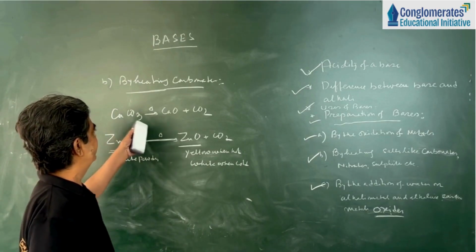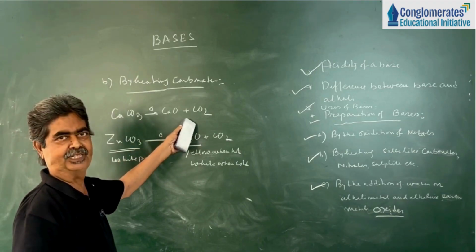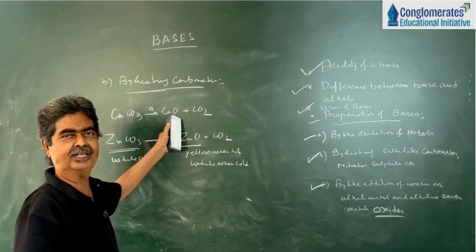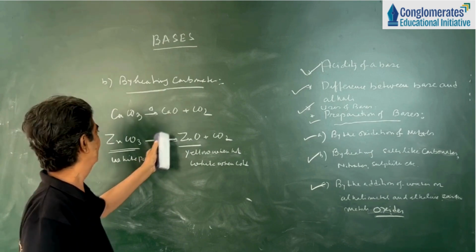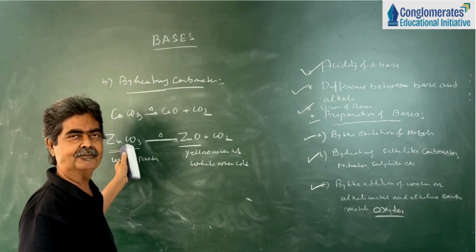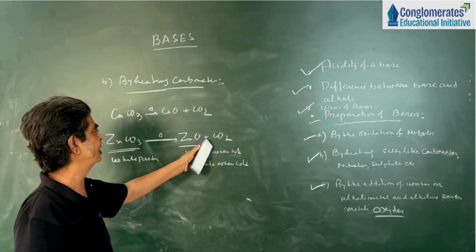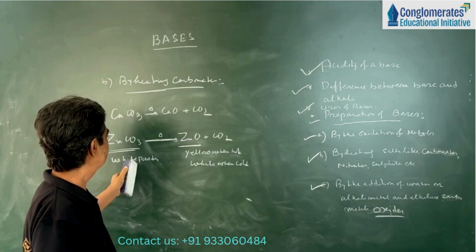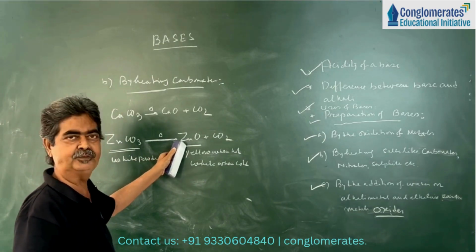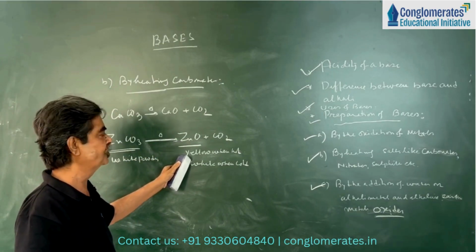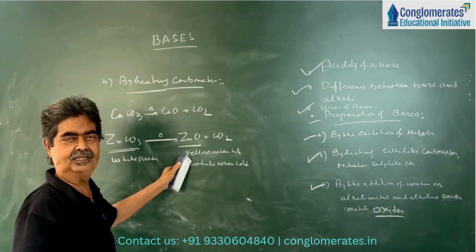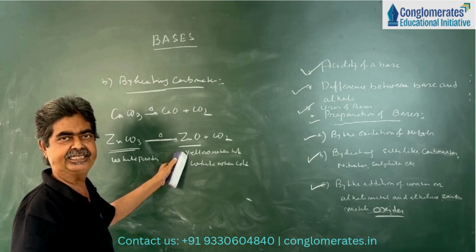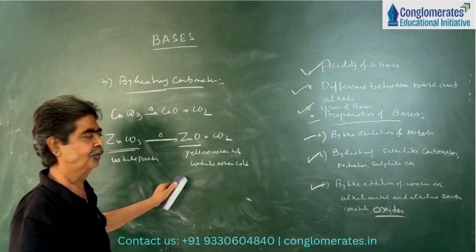Now calcium carbonate heated gives calcium oxide and carbon dioxide. Calcium carbonate is a white powder, calcium oxide also a white powder. No change in color, but only the oxide, a base, is formed. Zinc carbonate is a white powder. On heating, we get zinc oxide and carbon dioxide. Zinc oxide is a base. But the important characteristic is that when zinc oxide is produced, it turns yellow when hot, but when it is cool, it becomes white again.